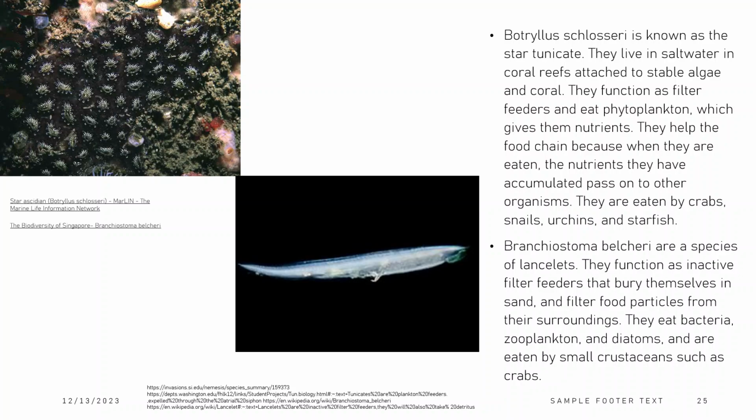Branchiostoma belcheri are a species of lancelets. They function as inactive filter feeders that bury themselves in sand and filter food particles from their surroundings. They eat bacteria, zooplankton, and diatoms, and are eaten by small crustaceans such as crabs.